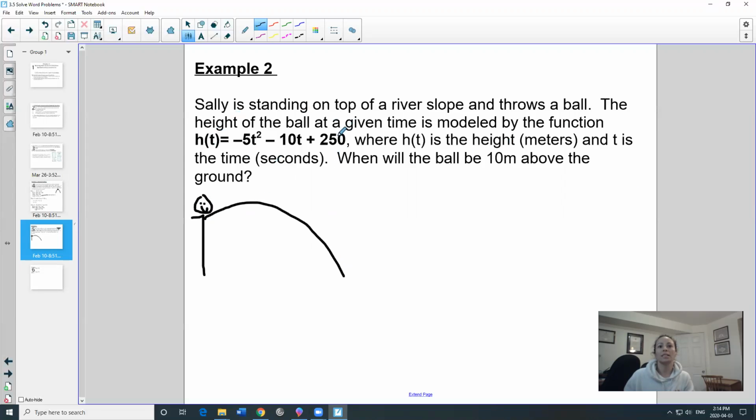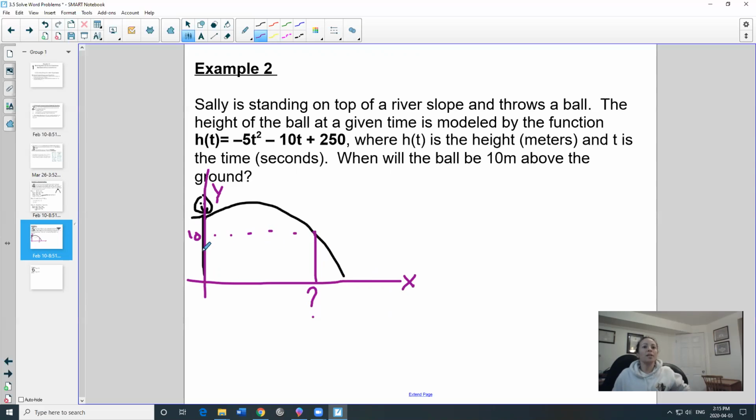The height of the ball is given by this equation, where h is the height, t is time. I want to know when the ball is going to be 10 meters above the ground. So if you imagine your axes here, this is your x, this is your y. I want to know when my ball is 10 meters above the ground. So 10. If this is 10 meters high, this is what I'm looking for. So I know the y value, but I don't know x.